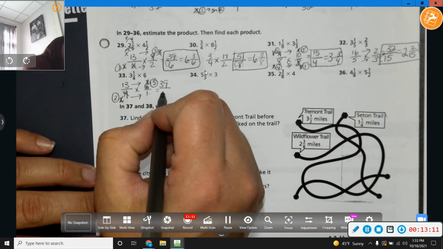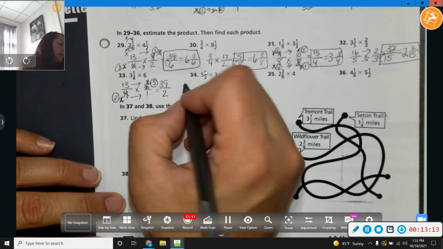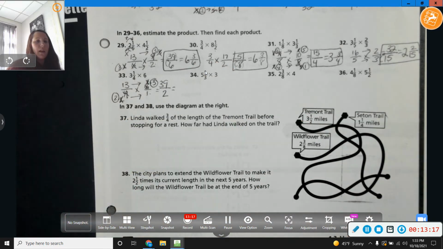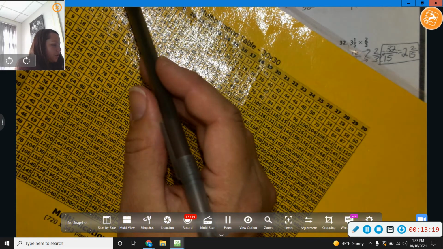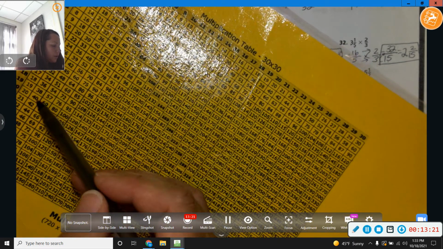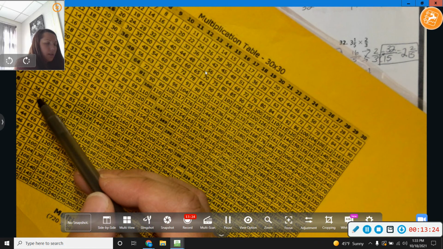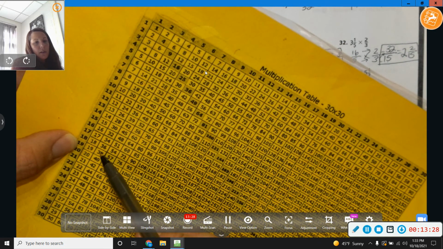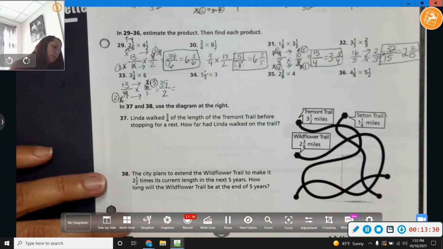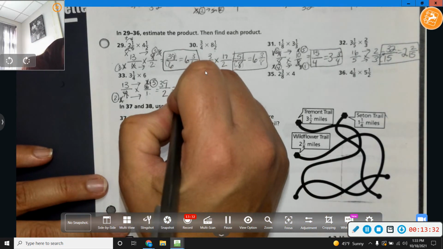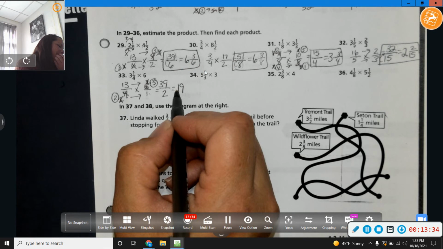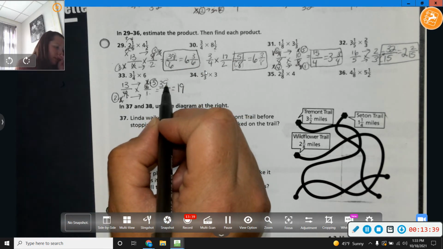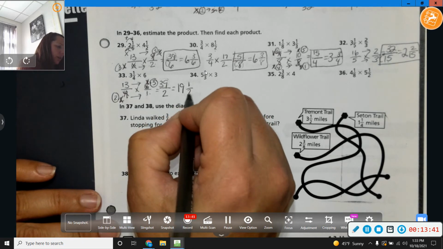2 times 1 is 2. Okay? I want to change it into a mixed number. How many times does 2 go into 39? 2 goes into 39 right there, 19 times. So 19, 2 times 19 is 38. If I use up 38 of these, how many do I have left? I have 1 left over 2.